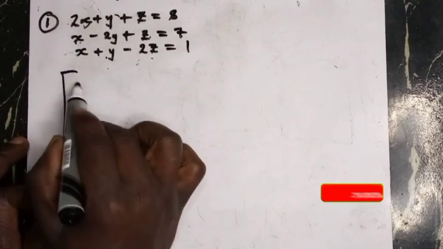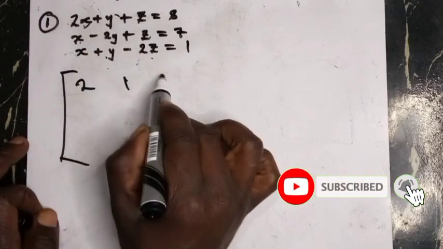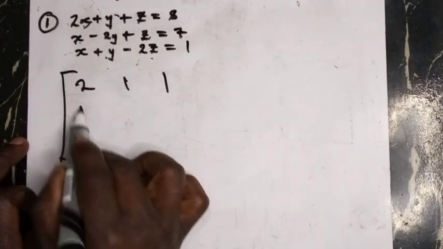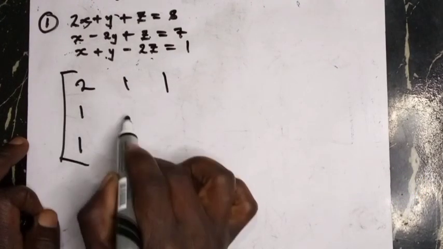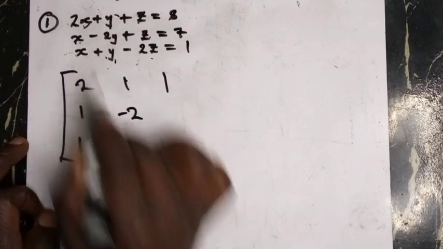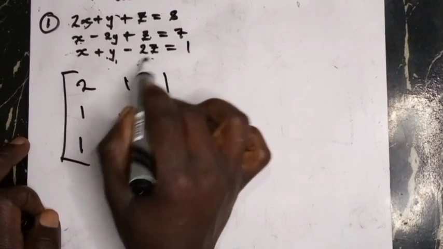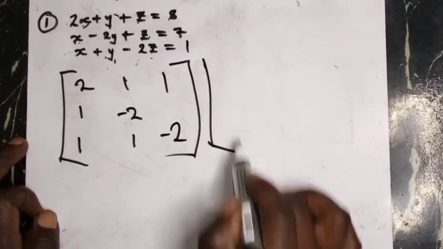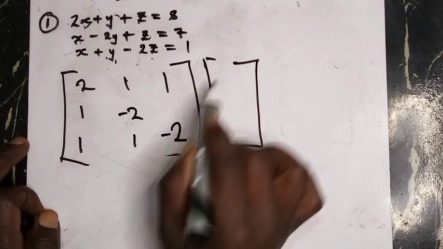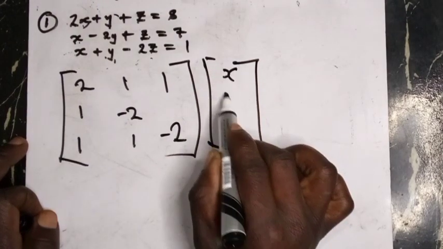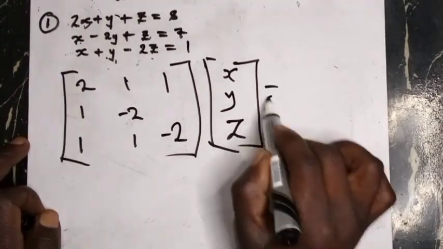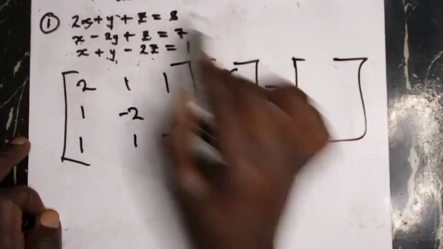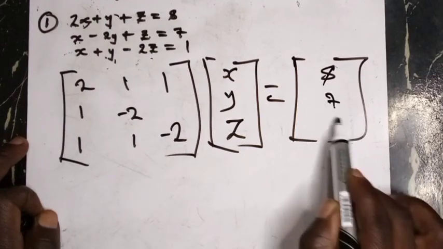Here we take 2, 1, 1. Here the coefficient of z is 1. Then here it will be 1, 1. Here -2. Here 1. Here -2. Then we take the variables x, y, z, which is equal to 8, 7, 1.